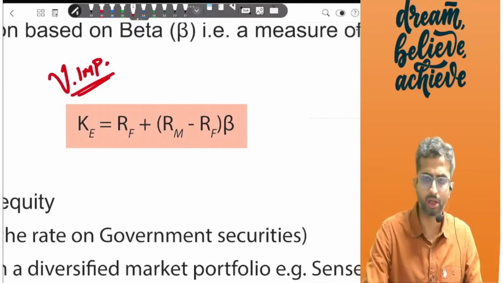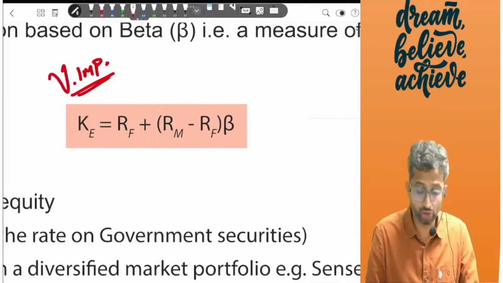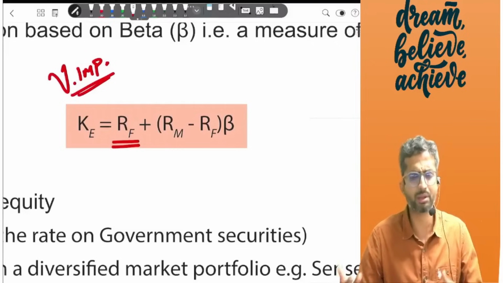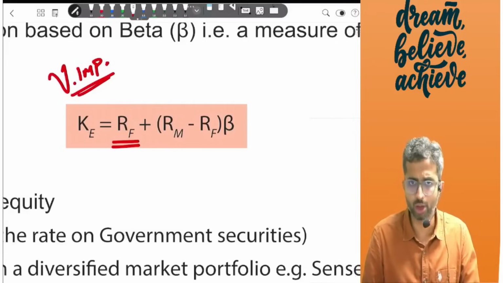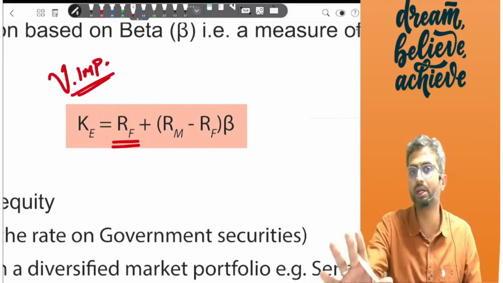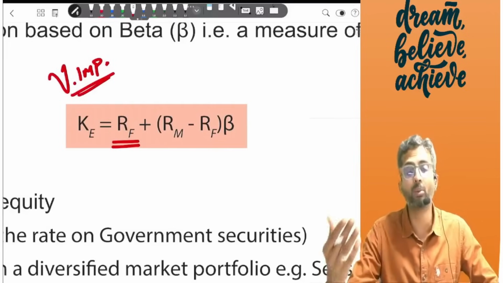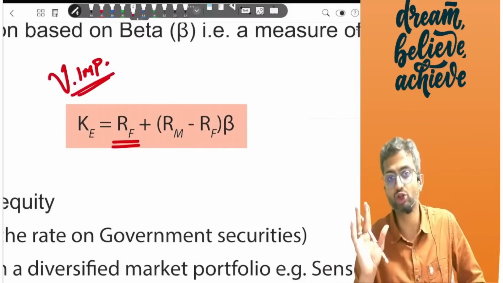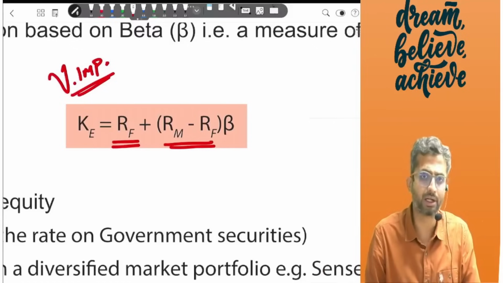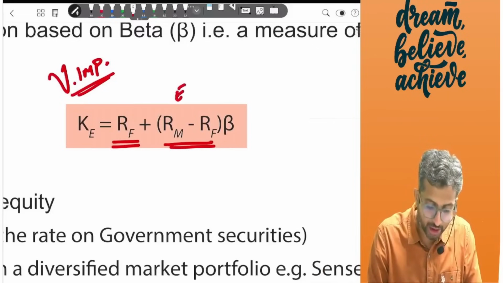KE, that is the required return, minimum required return, is a function of what? RF. RF is a risk-free rate, the risk-free rate of government securities similar to your holding horizon. So when I start investing in a portfolio, I would say that at minimum I need a risk-free rate. I need more than that, but at least the risk-free rate should be met. So that is a base. Risk-free rate plus RM minus RF. This is the equity risk premium.